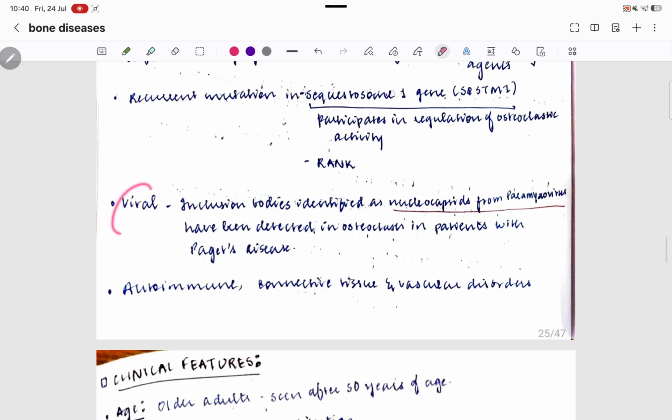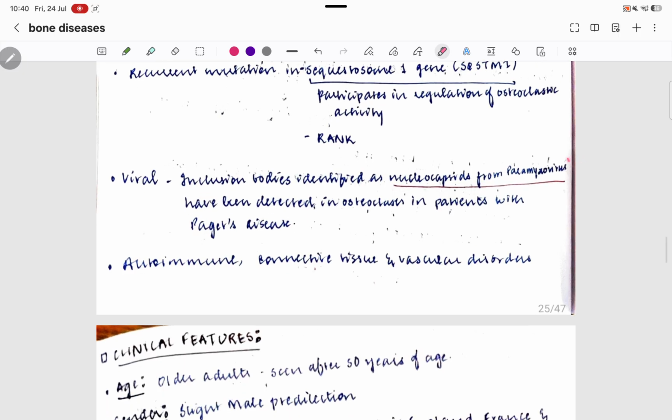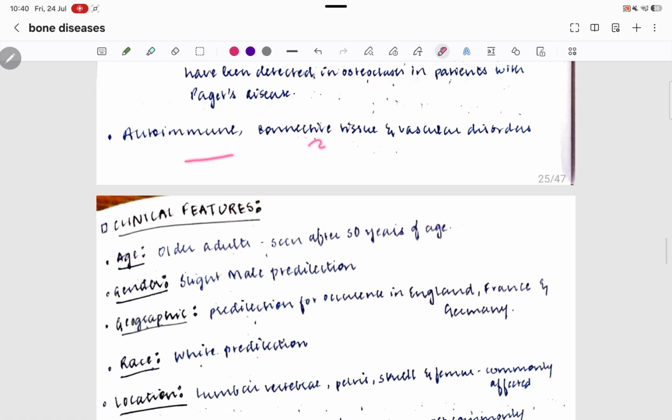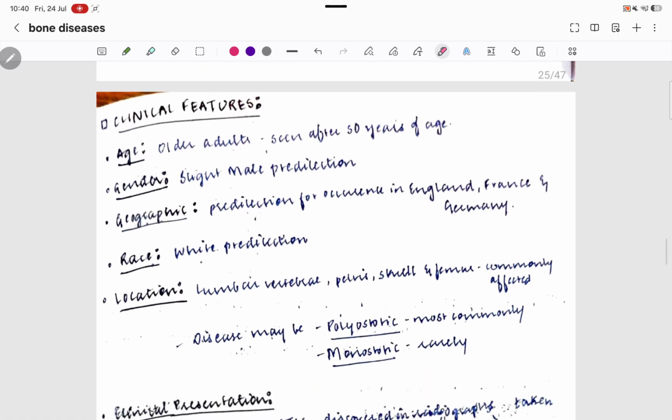Then there could be viral factors. Inclusion bodies identified as nucleocapsid from paramyxovirus. So paramyxovirus also becomes a risk factor, seen in osteoclasts in patients with Paget's disease. Autoimmune, connective tissue and vascular disorders.